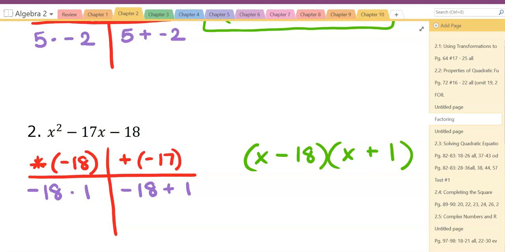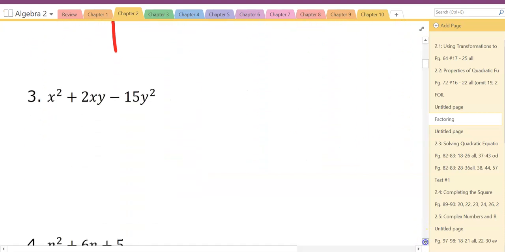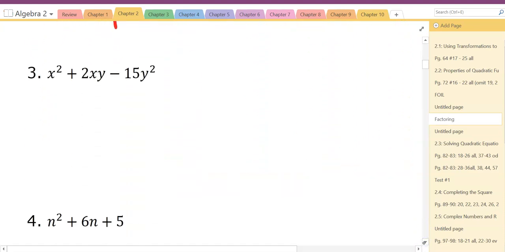All right, let's look at one more together here before I give you a couple to try. So this one says x squared plus 2xy minus 15y squared. The only thing different here is that the last term has a y squared attached to it. This is not going to change how we do this problem. I'm still going to create my chart. So I need to multiply to the last number, which is a negative 15, and I need to add to the middle number, which is a 2.